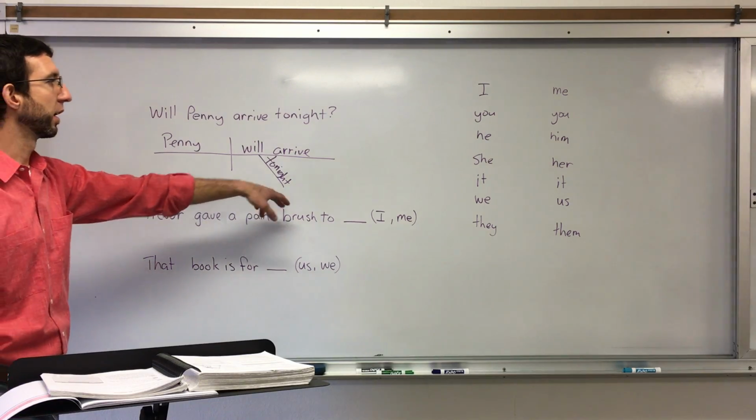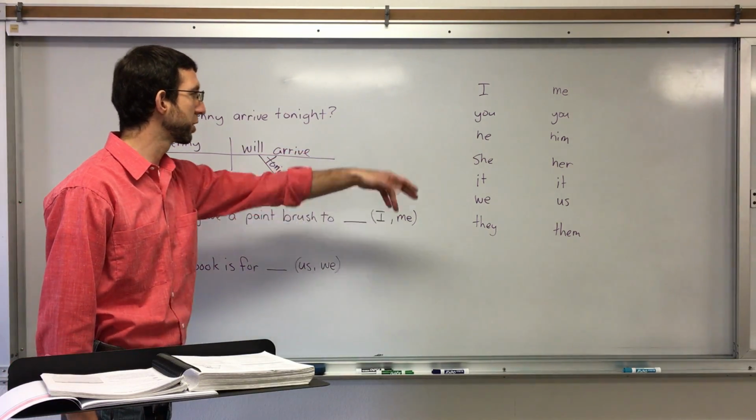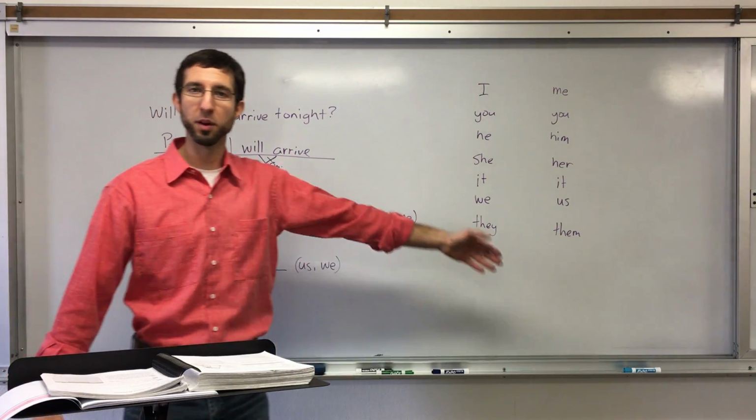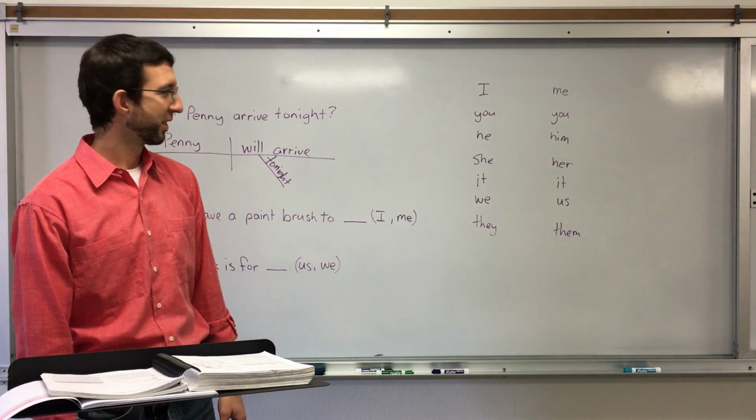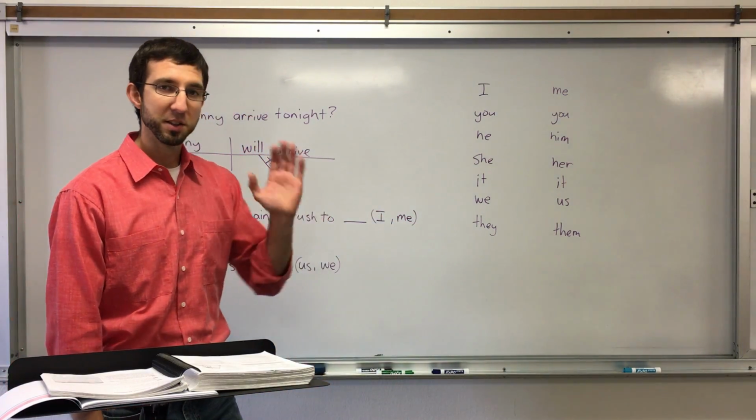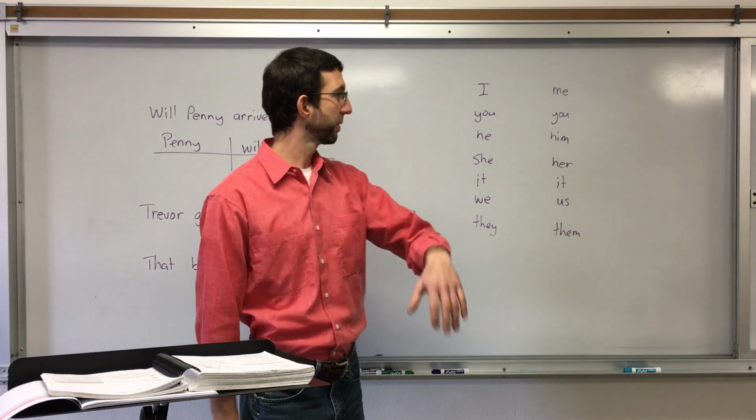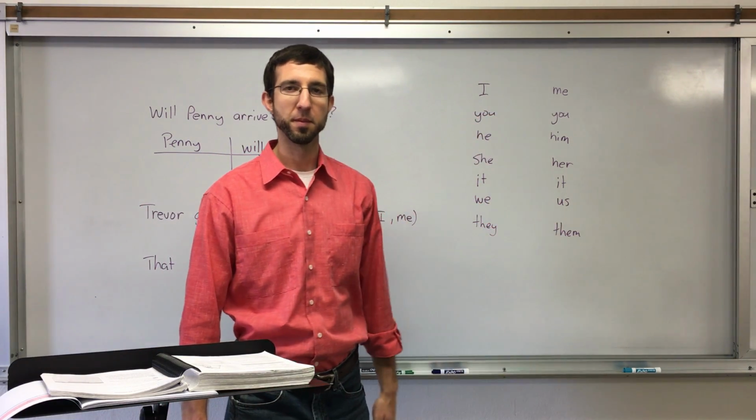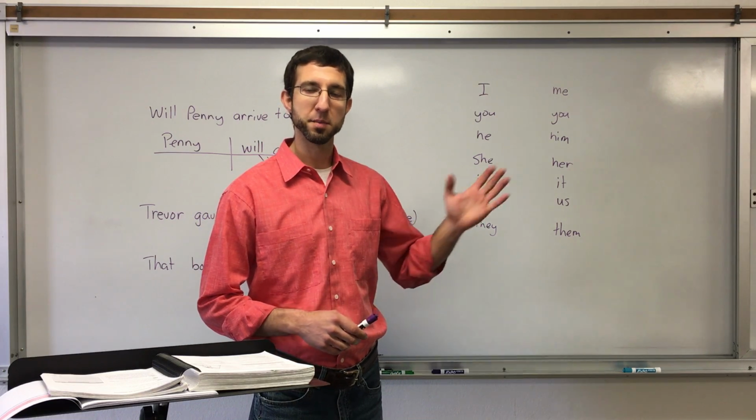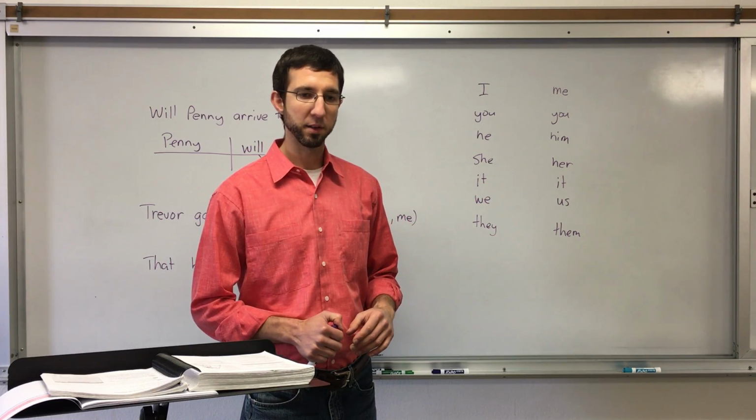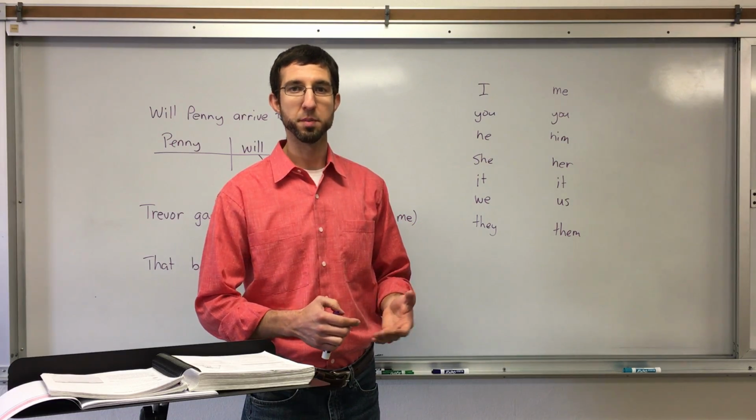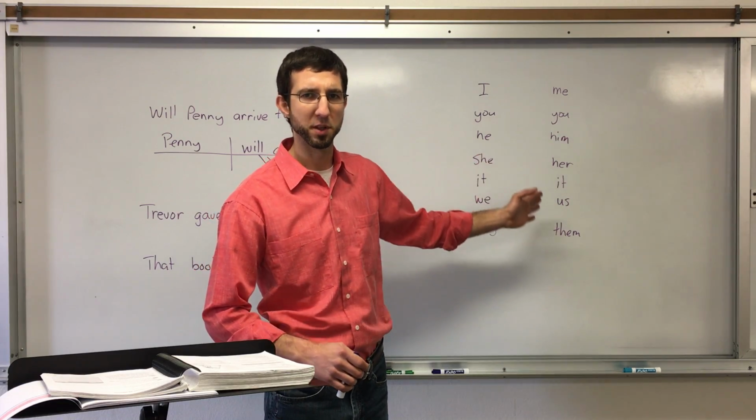I will arrive tonight. He will arrive tonight. She will arrive tonight. It will arrive tonight. We will arrive tonight. They will arrive tonight. Today you're learning about another list. Me, you, him, her, it, us, them. A list of pronouns that can be used as objects of a preposition. These don't work for subjects.